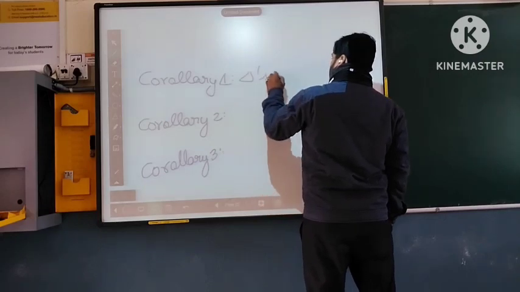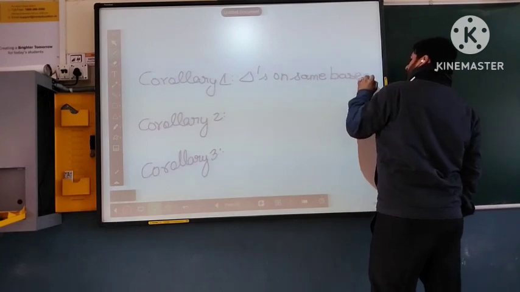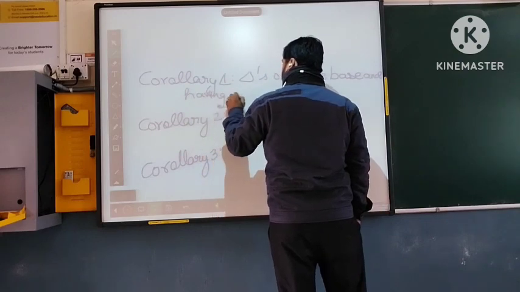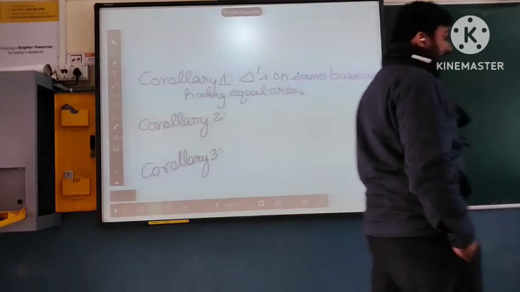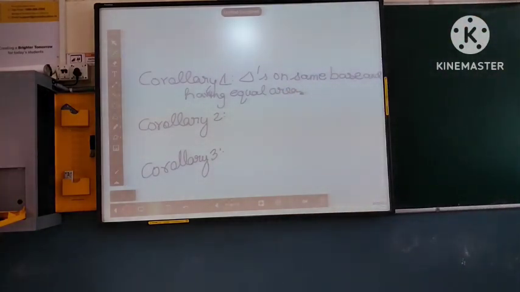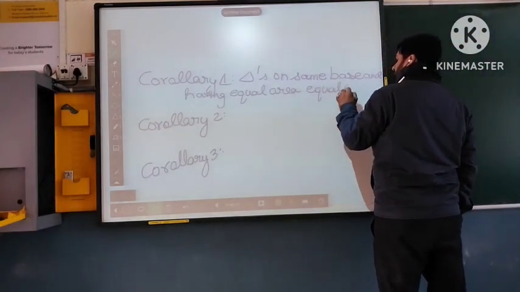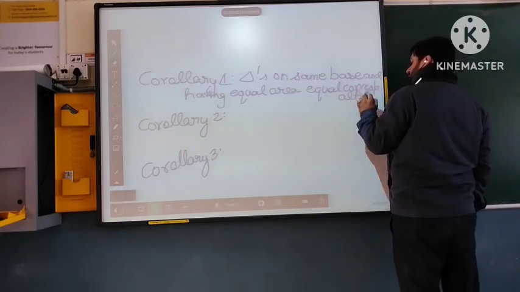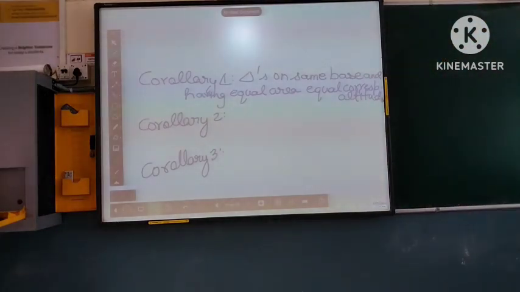Corollary 1. What does it say? It says triangles on same base. This delta symbol is for triangle also, so I am drawing it that way only. So triangles on same base or equal bases and between same parallels. Parallels is not mentioned here, sorry. Triangles on same base and having equal areas will have equal altitudes. When did we last talk about equal altitudes?